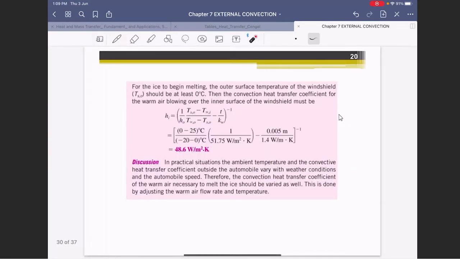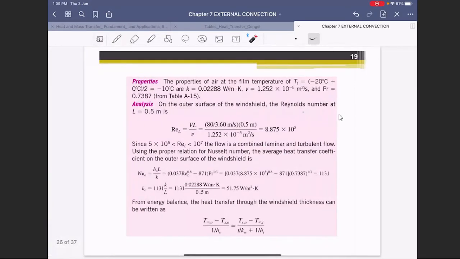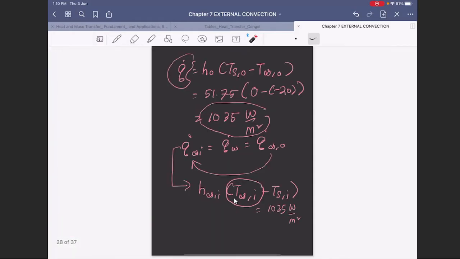Okay, so now can you see that the solution does not solve for the inner surface temperature of the windshield. They straight away obtain the H, because they do it like this. Do you understand? The terms have been cancelled out so that only the known values or terms are used to determine the H of the inside air. Okay, that is for that example.